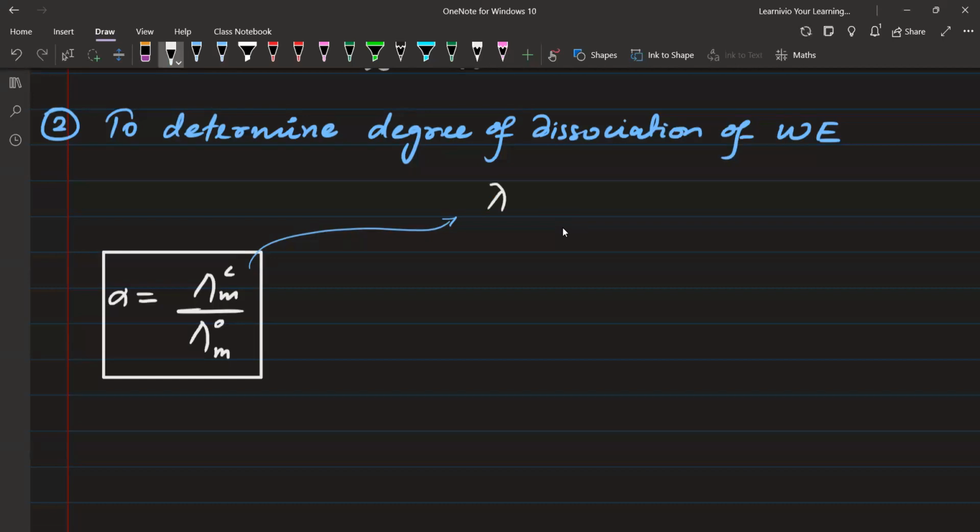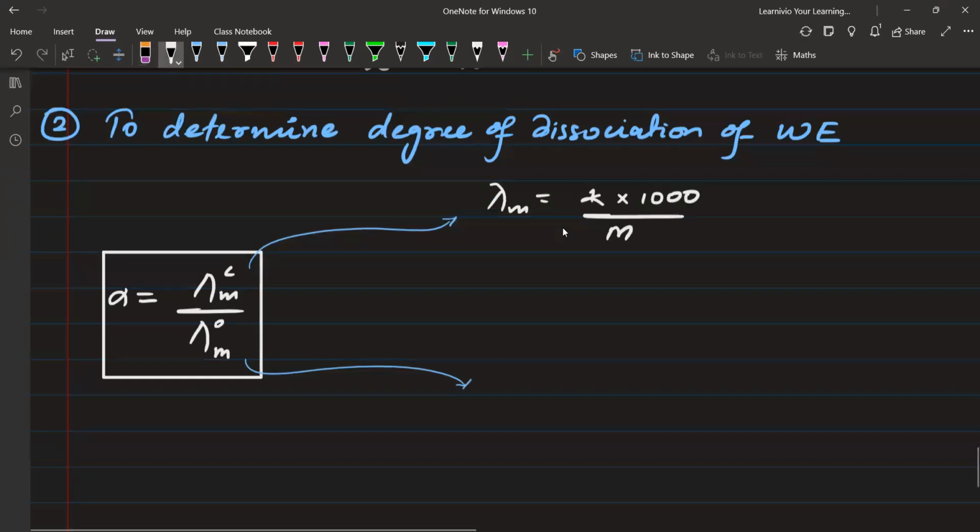And we know that lambda m is equal to kappa into 1000 upon molarity. We'll use this particular formula. They will give you kappa and they will give you molarity. You can calculate the molar conductance at this particular molarity, and put that in the numerator. And they will not give you lambda naught m, rather they will give you the limiting molar conductivity of cation and anion. You just have to add them. They will give molar conductance of cation and molar conductance of anion, and you add them.